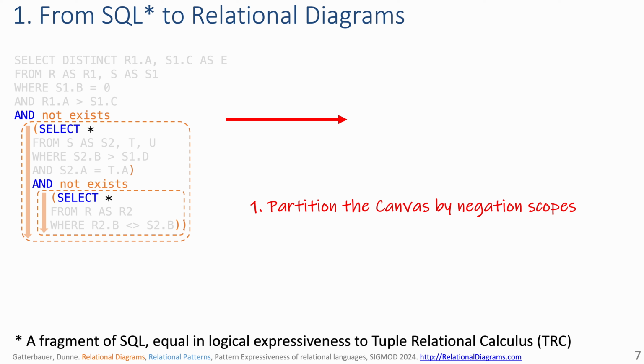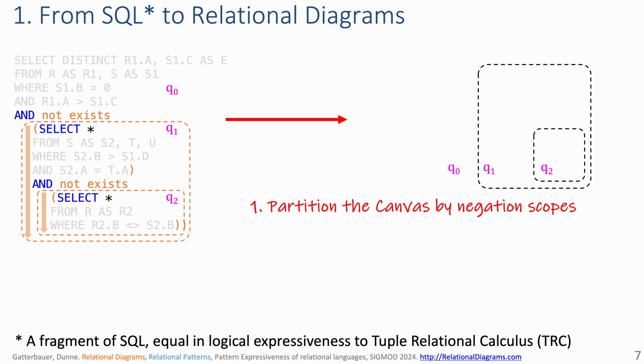This hierarchical nesting very naturally translates into a hierarchical partitioning of the canvas, which we show with nested dashed rounded rectangles. Here the innermost scope, let's call this Q2, is nested inside of Q1, and Q1 is nested in Q0, which is everything outside any negation scope.